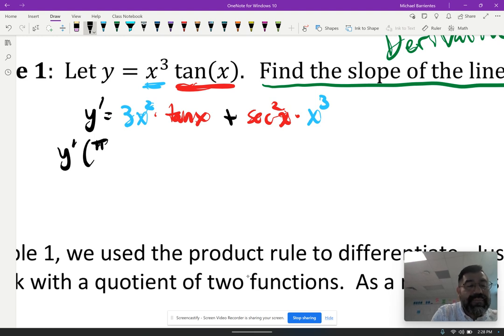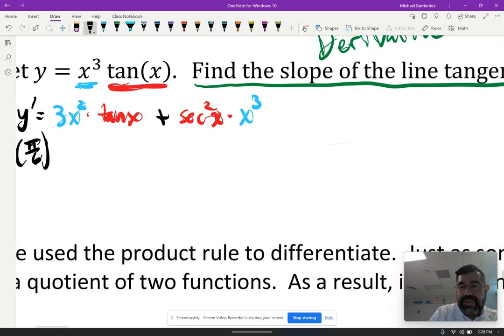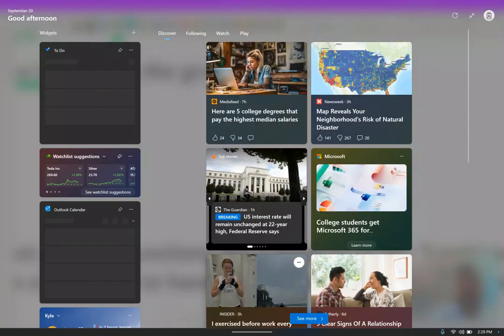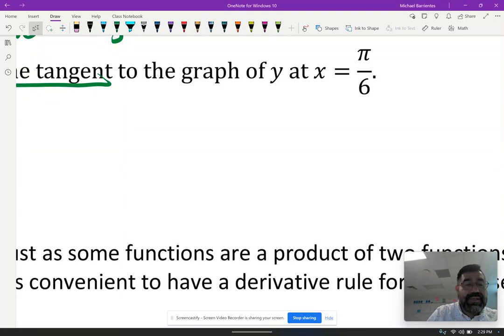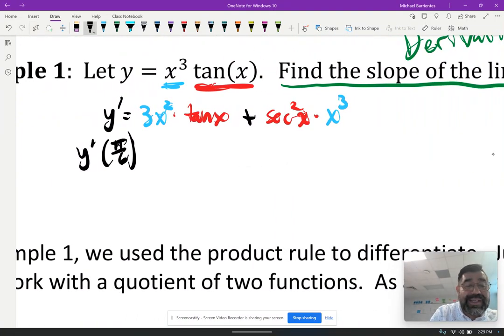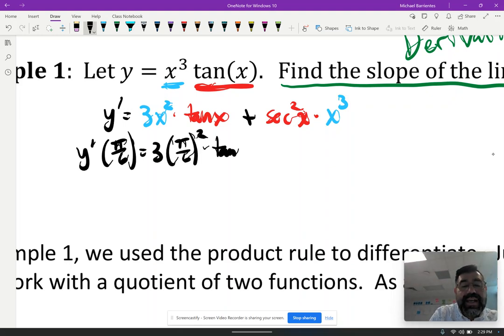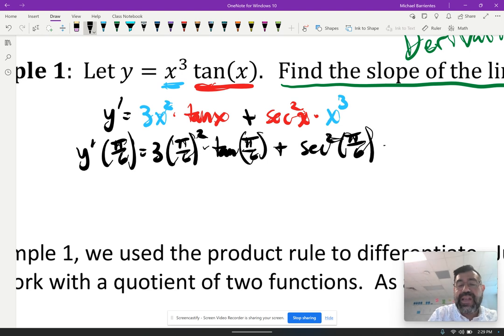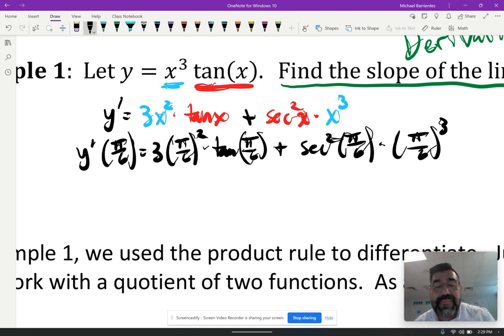So the value at pi over 6, it was pi over 6, yes? Yes. The derivative at pi over 6 is 3 times pi over 6 squared times the tangent of pi over 6 plus the secant squared of pi over 6 times pi over 6 cubed. This is going to get us the answer.